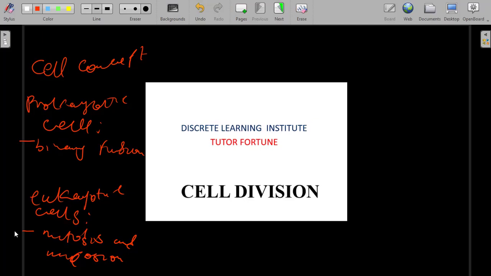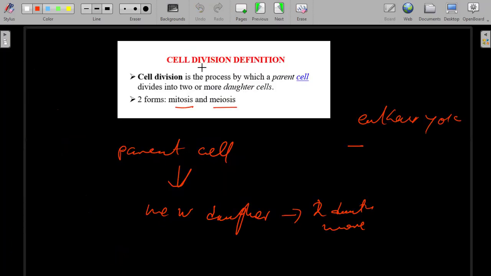Now we'll focus more on eukaryotic cells, where we are going to talk about the cell division in these eukaryotic cells, which are mitosis and meiosis. So if we were to define it, cell division is simply the process by which a parent cell is able to divide to give us new daughter cells. So we have a parent cell which undergoes cell division and gives us new daughter cells.